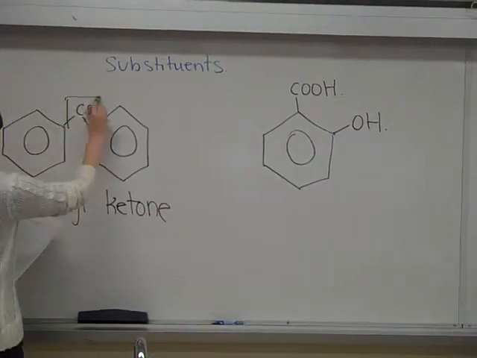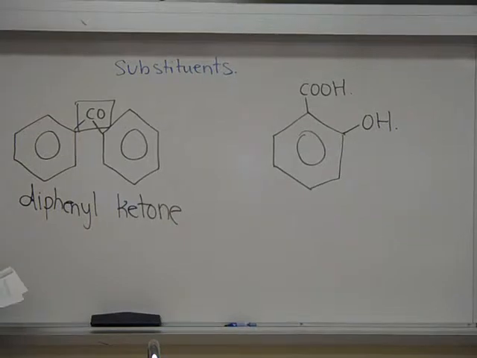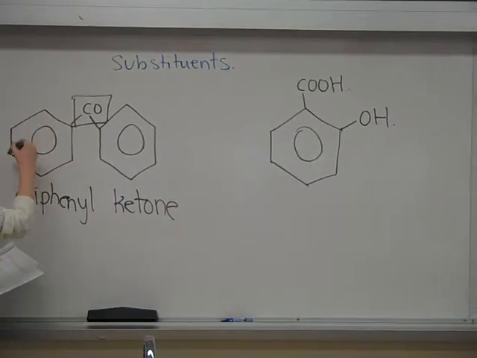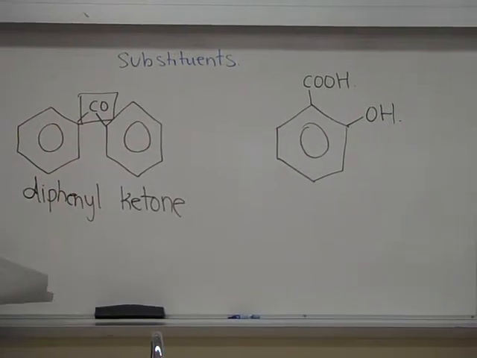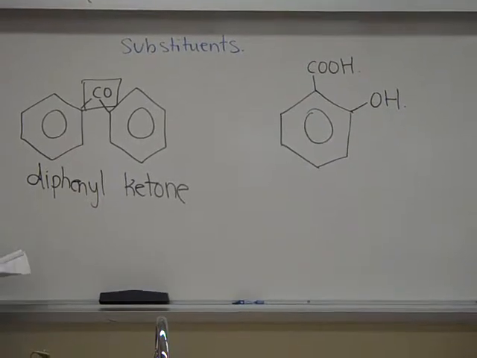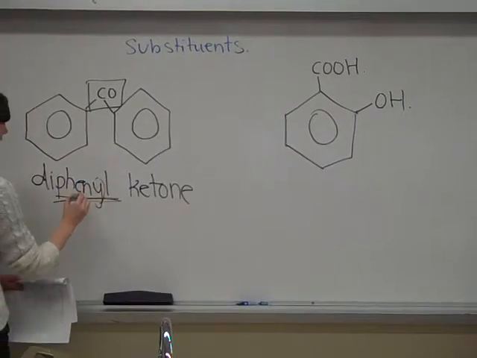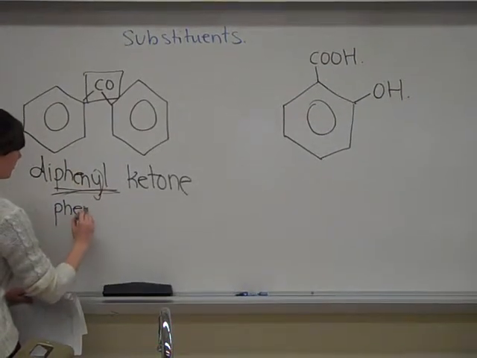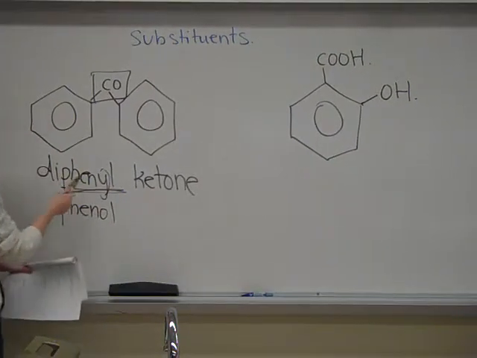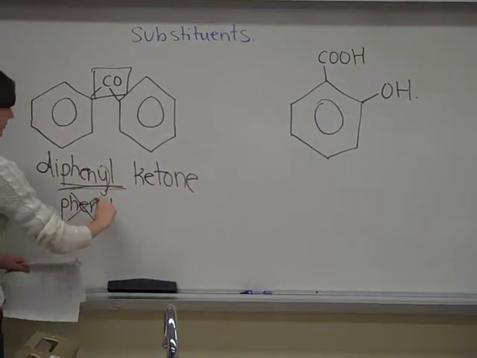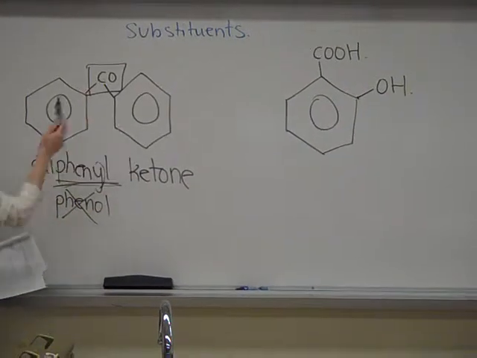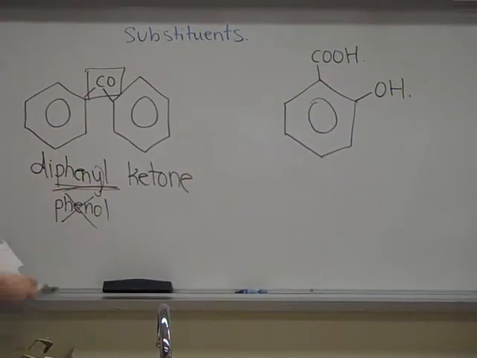Because we have a ketone group in the middle, which is acting as the parent molecule, and we have the two benzene rings, which are acting in this case as branch groups, as phenyl groups. I'd just like to point out here, notice the spelling, it's not phenol, like the alcohol, it's phenyl with a Y. And there are two of these phenyl groups, so we call it diphenylketone.